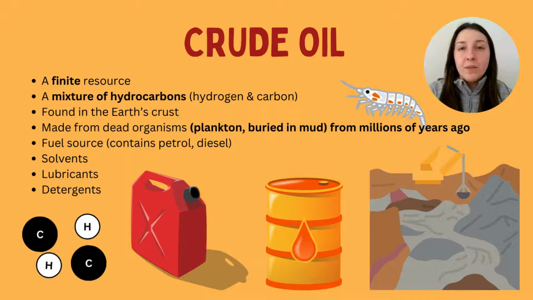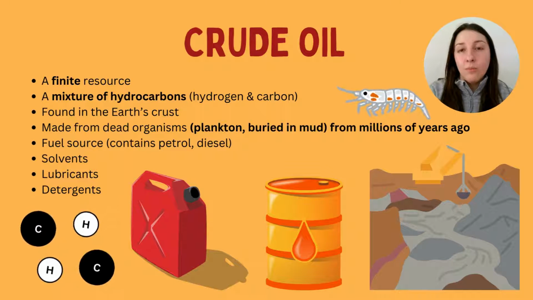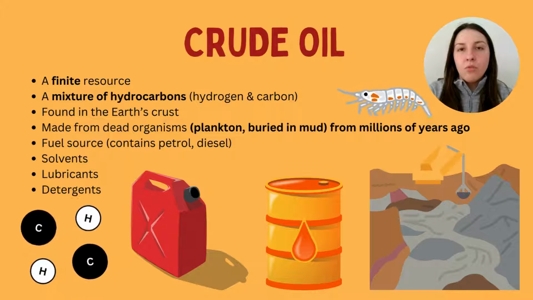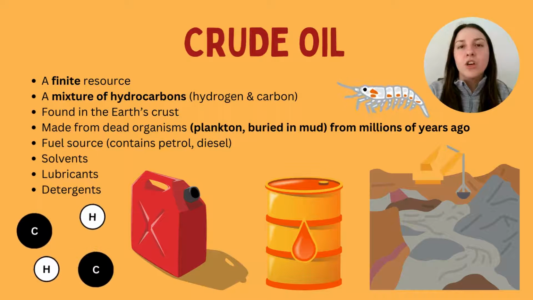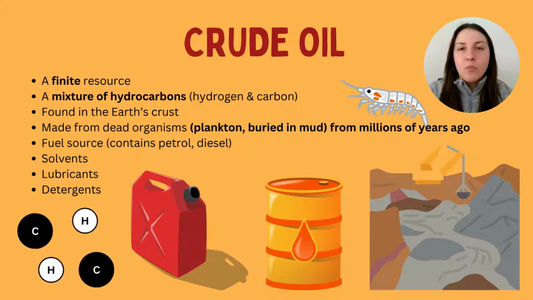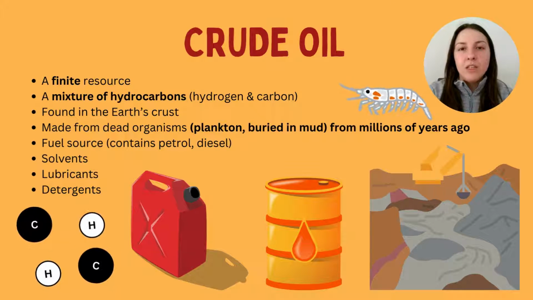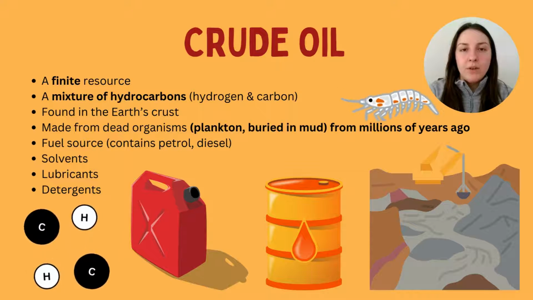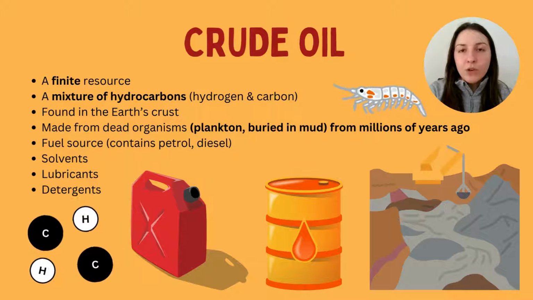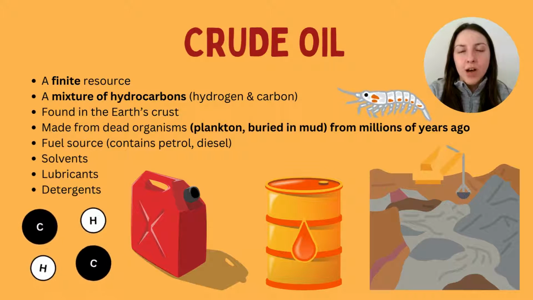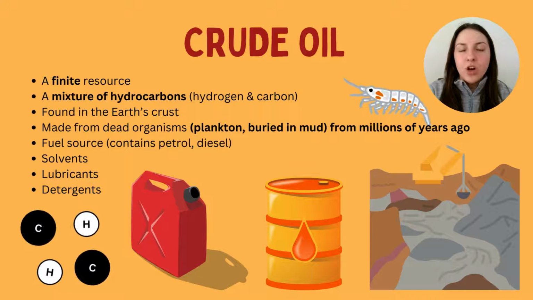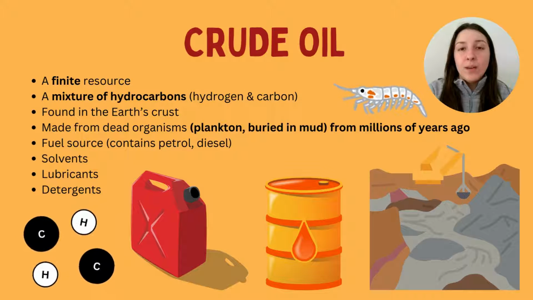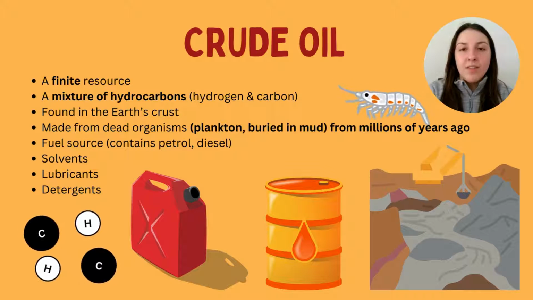So honestly, the main type of organism that makes up crude oil is actually plankton. This was a very small creature that was living millions of years ago, died millions of years ago, and was buried under high pressure and heat underneath a layer of mud. And over time, that has crushed and broken down into crude oil. Crude oil is a mixture of hydrocarbons, and a hydrocarbon is just a molecule that contains only hydrogen and only carbon. And we find this at the Earth's crust.